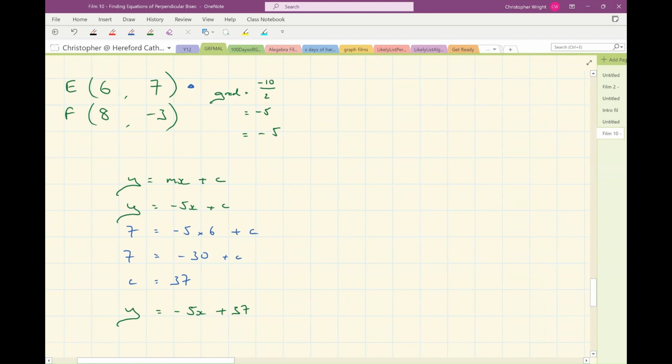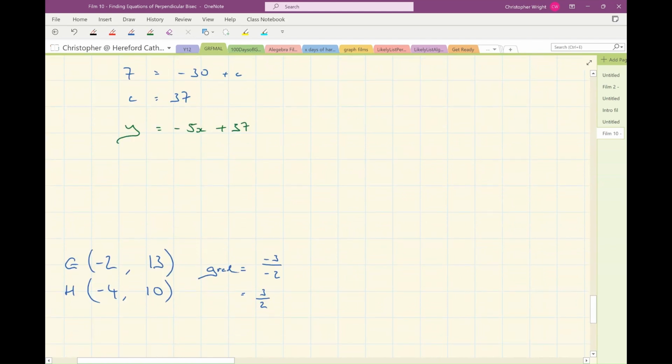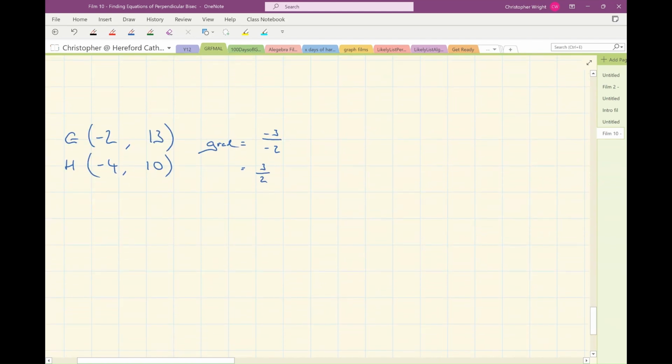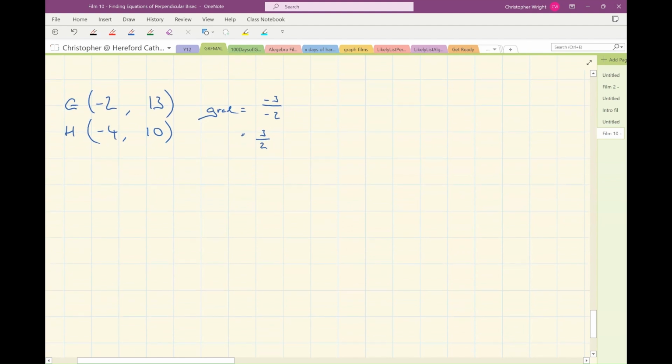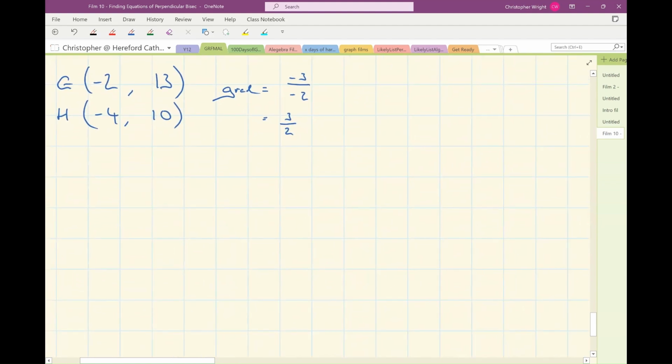Okay, have a go at G and H. This time the gradient is slightly more complicated. Okay, pause the film and have a go, or work alongside me. I'm going to make a start now.